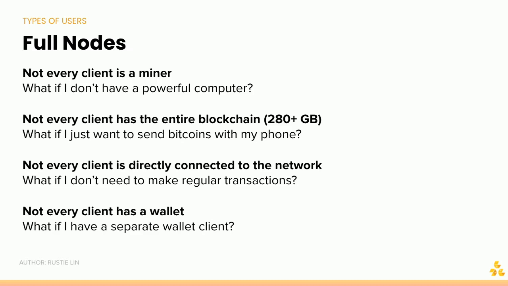But not every client is a miner. So if you don't have a powerful computer, then what if you just want to send Bitcoins with your phone and you don't want to download the entire history of the blockchain? There are ways to interact with the blockchain without needing a giant ASIC computer, because if you did, then it would be super inaccessible. So you're not directly connected to the network all the time. You don't always have a wallet. Sometimes your wallet is separate from the blockchain network. So there are different ways to interact with the blockchain itself.